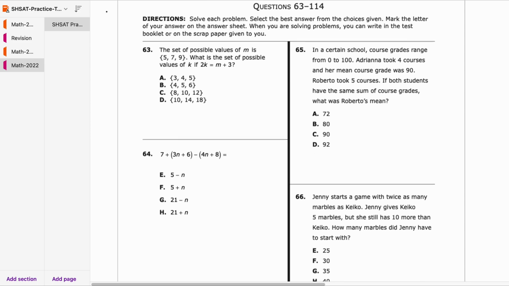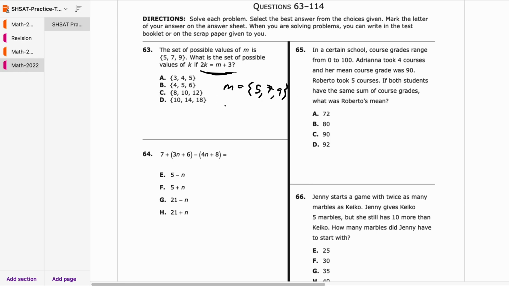Okay, so we have a set of possible values of m being 5, 7, and 9, and we want to know what the set is of possible values of k if 2k is equal to m plus 3. So I guess what we can do is, we know that m is either 5 or 7 or 9. So I'm going to take each of these values for m, plug it into this equation, and then solve for the corresponding value of k.